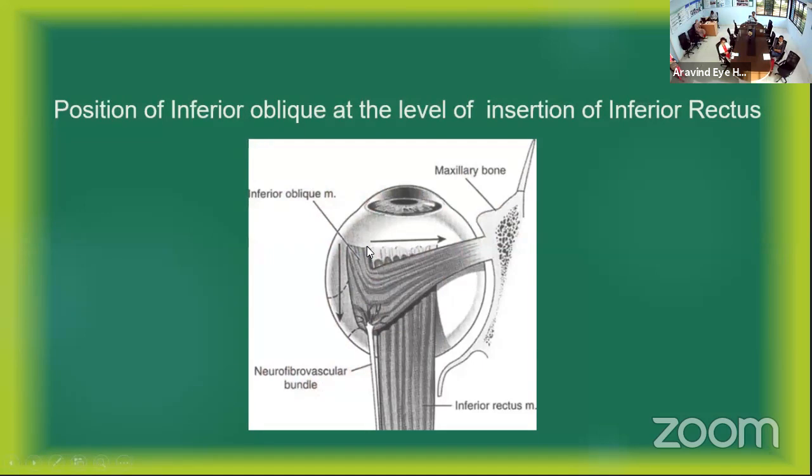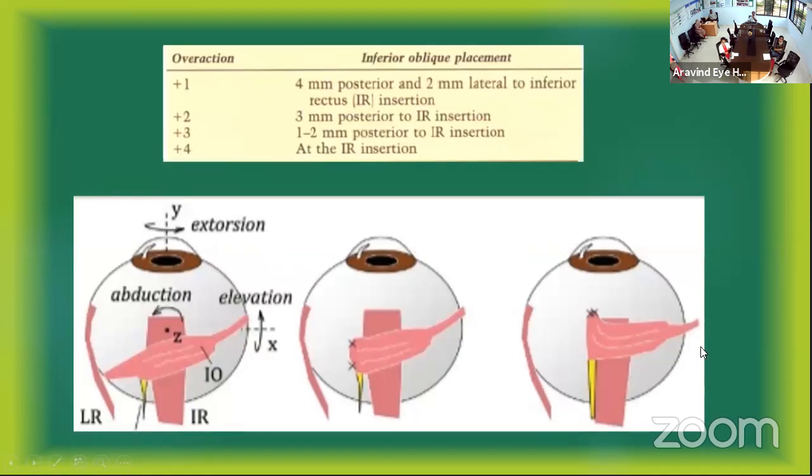This is the inferior rectus insertion, and we have placed it along the line of the insertion of the inferior rectus. This is the maximum precision which we can do with the inferior oblique. Now I will explain to you at what levels we have to place. This is the normal insertion of the inferior oblique near the border of the lateral rectus. We have to bring it and place it near the inferior rectus and its lateral border.